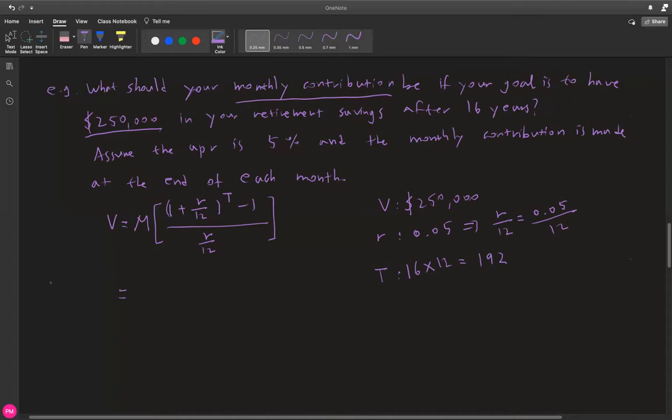So on the left-hand side, the value of the account is $250,000. So we're supposing the value of the account is $250,000, for however much that you are contributing each month, M. We know that the monthly interest is 0.05 divided by 12, and you exponentiate it by 192, which is the number of months, minus 1, and you're dividing it by 0.05 divided by 12.